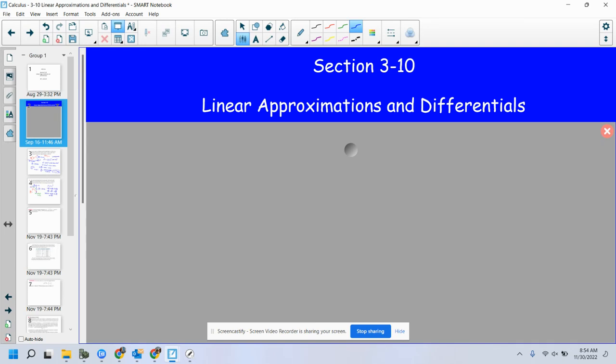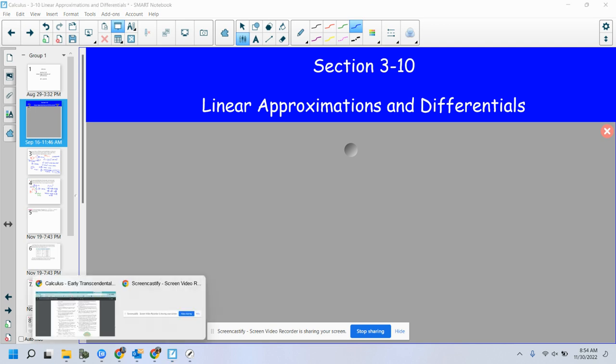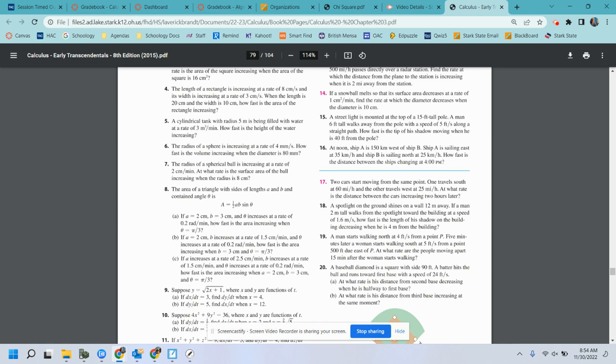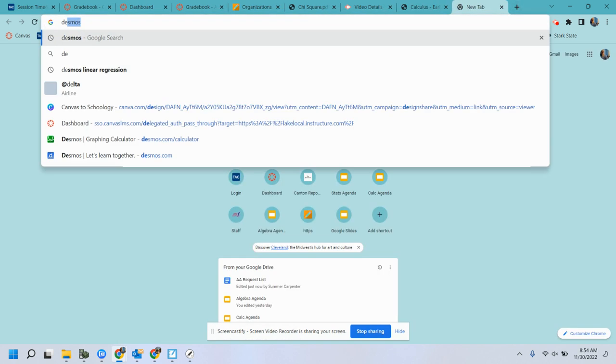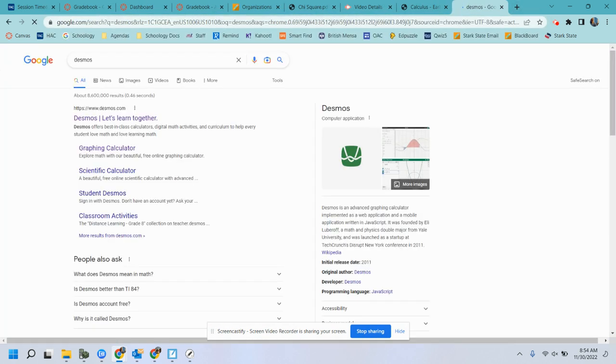This is day one of section 3.10, linear approximation and differentials. So you want to know the gist of today's lesson? Let's take a look here, because it took me a minute to understand what we are doing here.